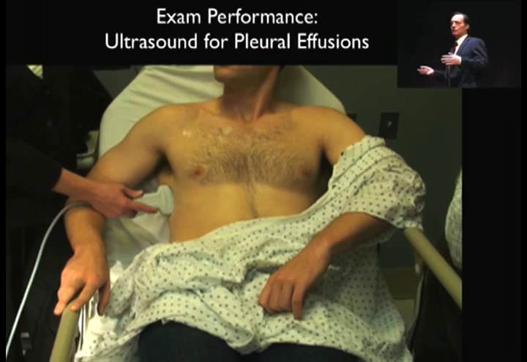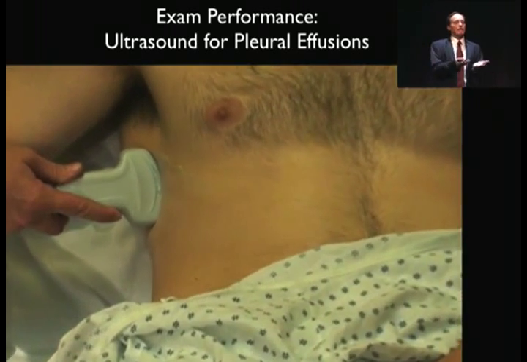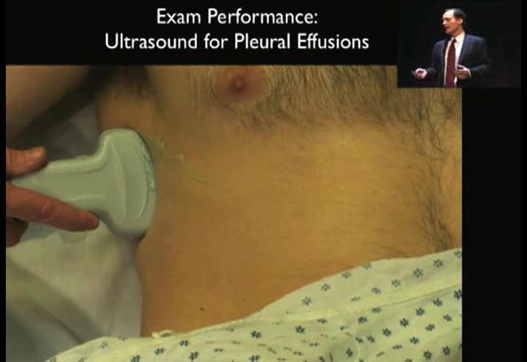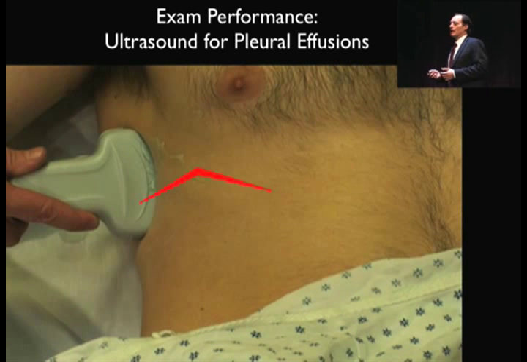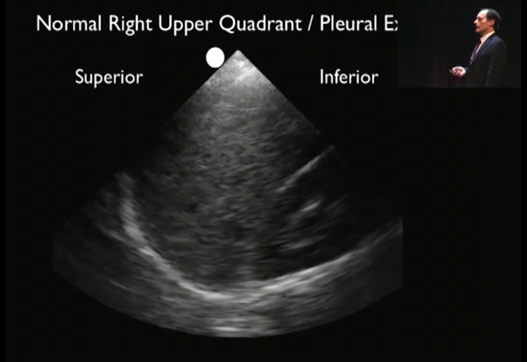Okay, so what does it look like? Well, it's really best if you can have your patient sit up a little bit so the fluid is going to layer on top of the diaphragm, so you're going to be able to see it a little bit better. You can see we're having the patient sit up, and then we're putting the probe right about the level of the diaphragm. You can see right above the diaphragm, we just aim it up into the chest cavity with a probe marker up towards the patient's head. This is what you're going to see.